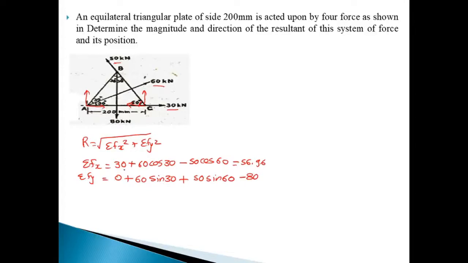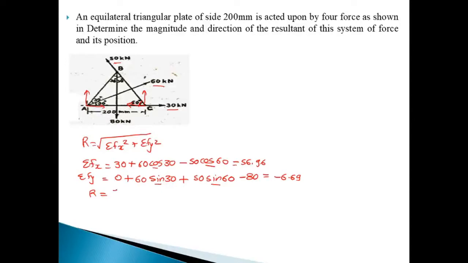This equation can be formed from the summation Fx also, because cos is converted into sine. Yes, so we have to consider the opposite. So this way we can find out the summation Fy. By calculating this we get summation Fy is equal to minus 6.96. Yes, so we can find out the resultant.